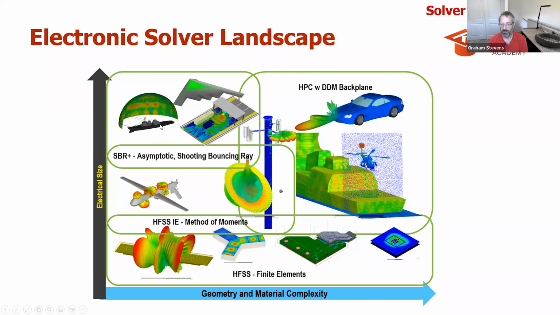And then finally, when we get to very large models and we're looking at large objects far away from other things, we can then use asymptotic and shooting bouncing ray analysis. So this looks at battleships and radiation patterns at long distances and within cities, and just very large areas at large electrical sizes. And then finally, if we get to higher material complexity, there's something called HPC with domain decomposition, where we basically chop up the analysis so that we can do these larger analyses and solve each of the pieces individually. And we'll get to that a little bit later as well. But I just wanted you to be aware of these different solver methods in terms of versus electrical size when you're considering HFSS analyses.